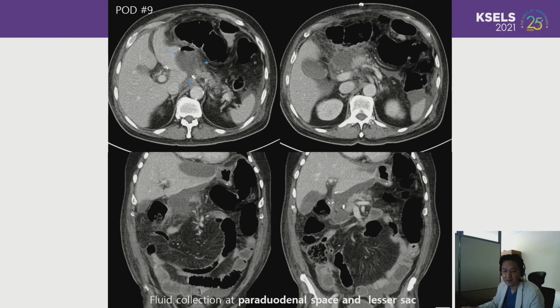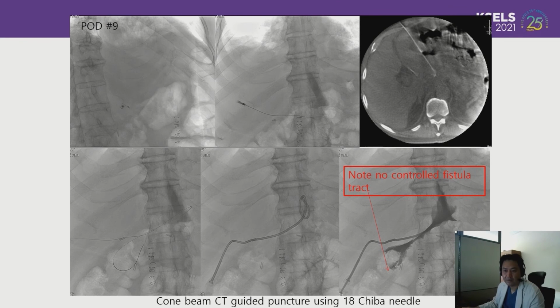In many cases, it's hard to determine the access route because of overlying bowel, lung shadow, and diaphragm. The transhepatic approach is the best, but it's not easy to find the fluid collection on ultrasound because it is too deep. In this case, cone-beam CT guidance is helpful to determine the approach route. This patient underwent cone-beam CT guidance and we performed successful pigtail catheter insertion to the leakage site. Immediate tubography shows no fistula tract. We have to take time for reduction of fluid, inflammation, and edema.